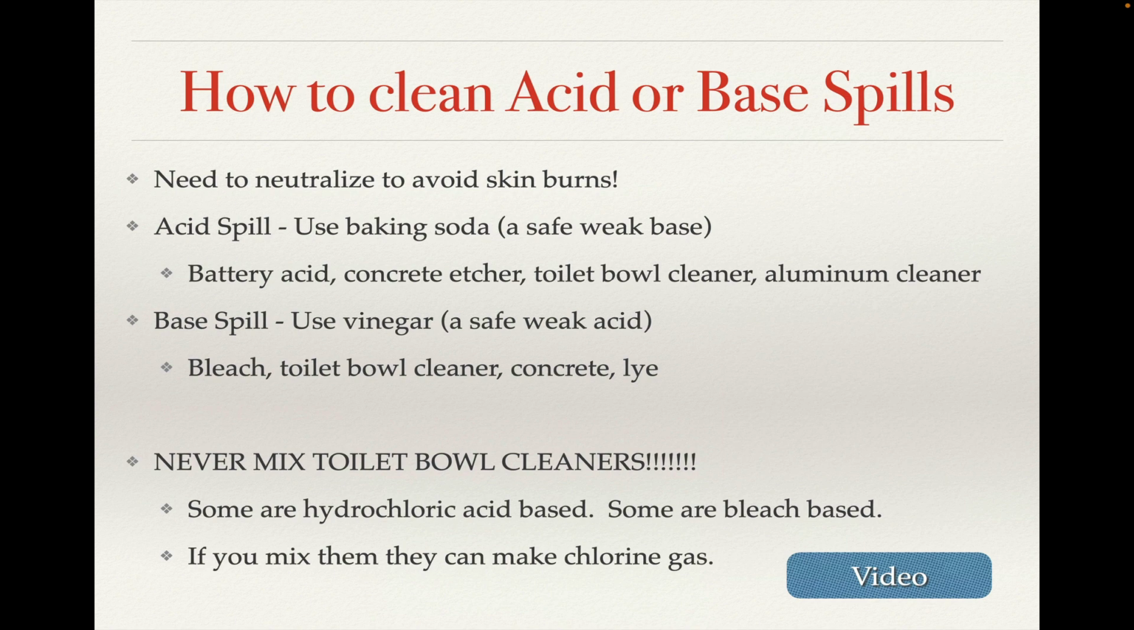A base spill, we want to use vinegar to clean it up. That's a safe, weak acid. So things like bleach, toilet bowl cleaners, concrete, lye, those kind of things that you may have in your house can cause it too. Now, concrete when it's dry is safe, but concrete when it's wet can cause base burns too.